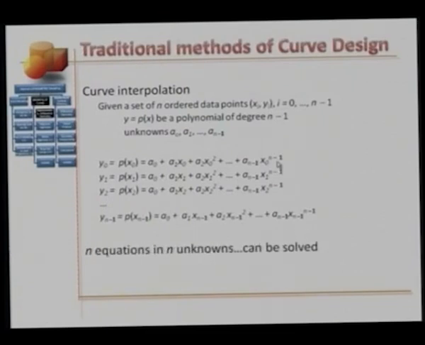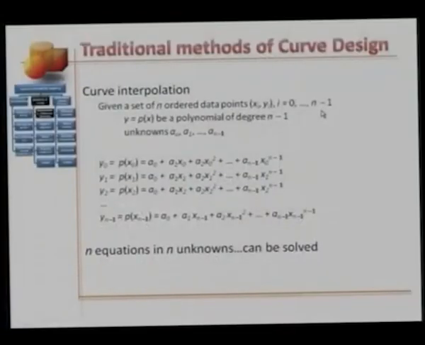These are n equations, n unknowns, and we can solve them. We all know how to solve them. All we need to do is represent this set of equations in compact form and invert an n by n matrix. Notice that matrix inversion is an n cube operation.